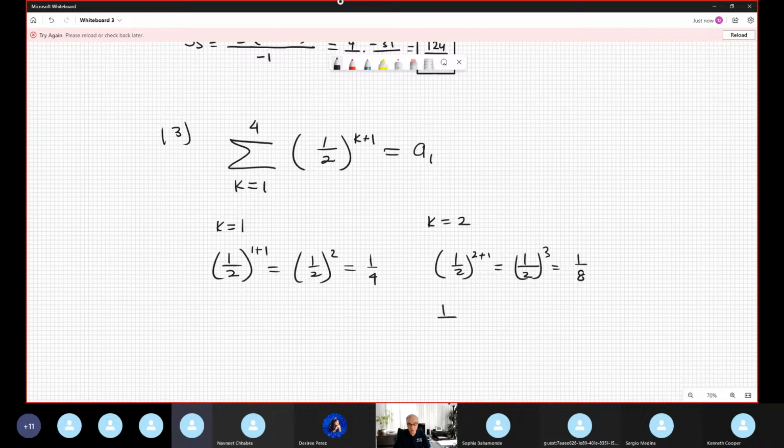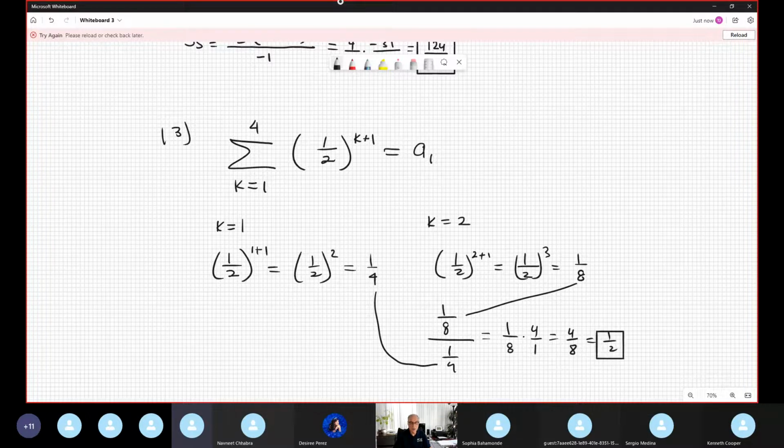You divide 1/8 divided by 1/4. So you divide this by this. We have 1/8 times 4/1, and 4/8 is 1/2. The common ratio is 1/2. And the initial A1 is 1/4. And these are the two important elements inside the formula. In the formula of the summation, we have A1 times 1 minus R raised to the n power, divided by 1 minus R. Let's do it.